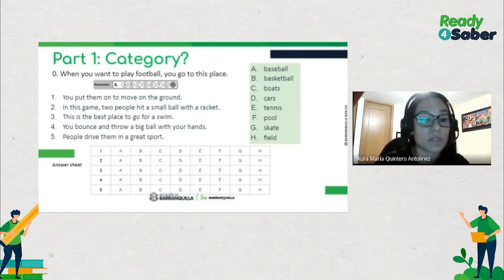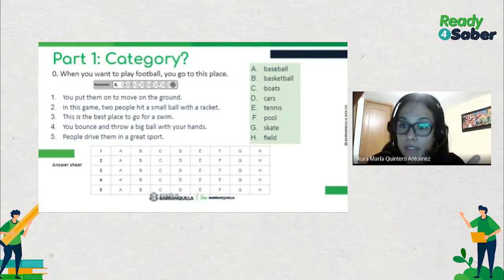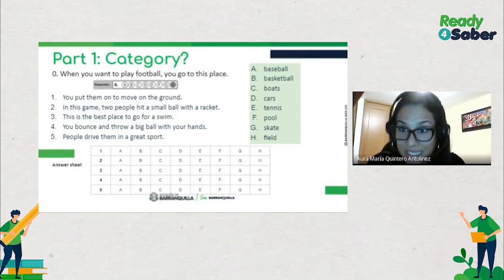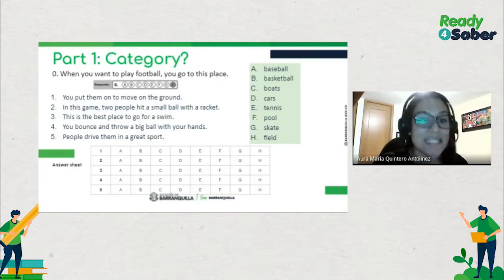Okay, I'm sorry. Made a mistake here, guys. Yes. The correct answer, sorry, going back to the previous one. The correct answer, it is G. Good, Gustavo. It is skate. I'm sorry, because the second one is E. Good, Jansen. Thank you very much, guys.